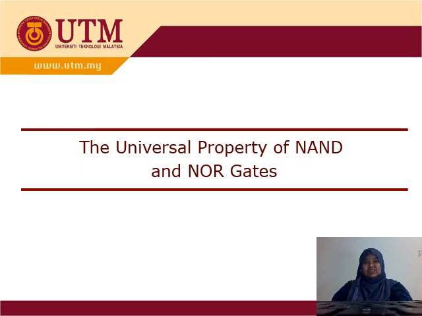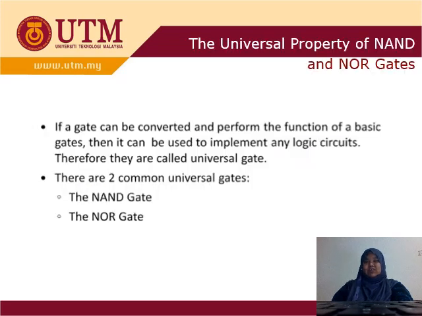The universal property of NAND and NOR gates. What does universal property mean? It means that our NAND and NOR gates are special gates which can actually represent all the other basic gates. The NAND and NOR gate can be converted and perform the function of our basic gates of AND, OR, NOT. Or even NAND can represent NOR and NOR also can represent NAND. That is why we call NAND and NOR universal gates.